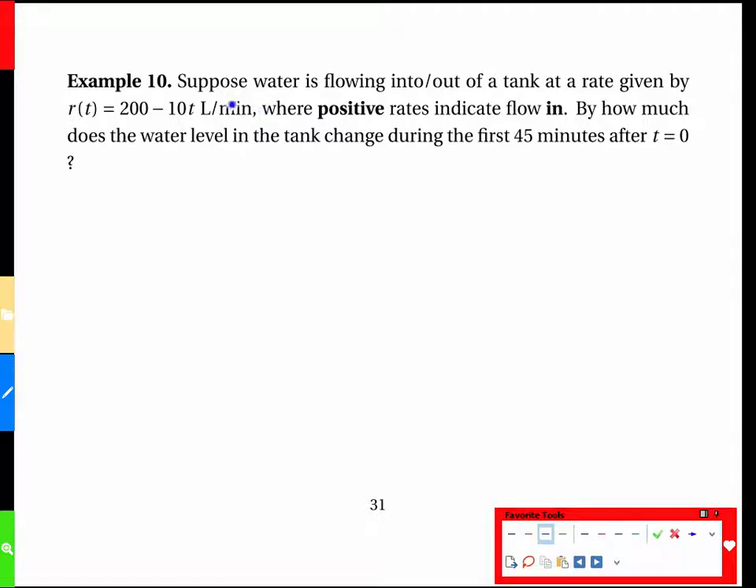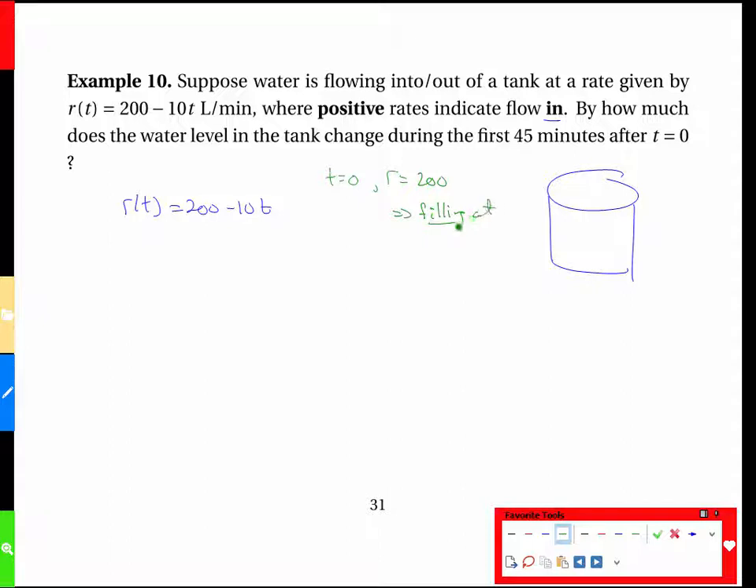We now consider an example where we've got a water tank, and we're given some information about the rate, which is in liters per minute, of the water flowing into or out of the tank over time. And if we look at our rate here, being 200 minus 10t, we could imagine computing some things like at t equals 0, the rate is going to be 200, which implies the tank is filling at 200 liters per minute.